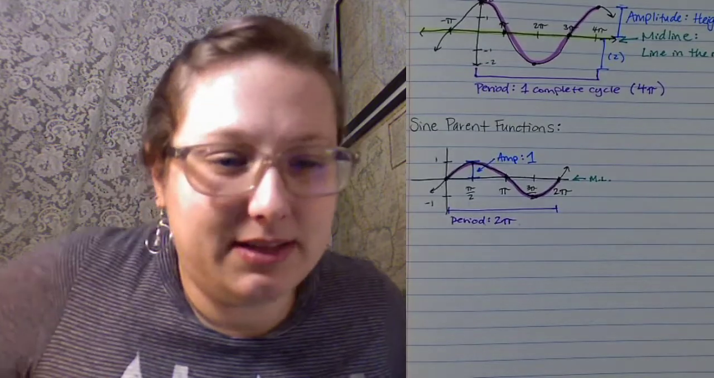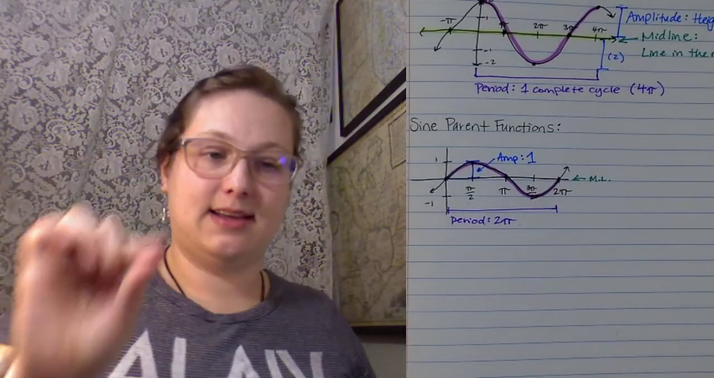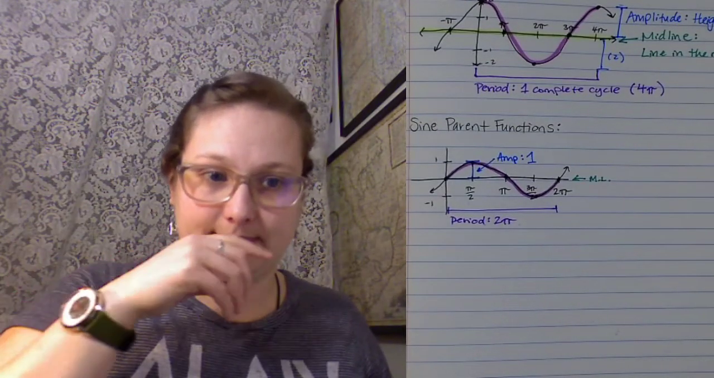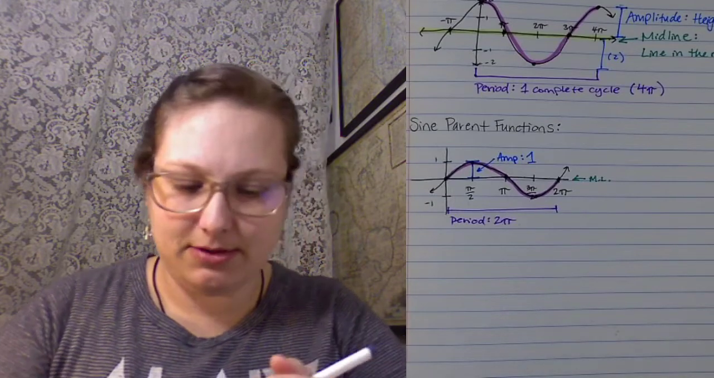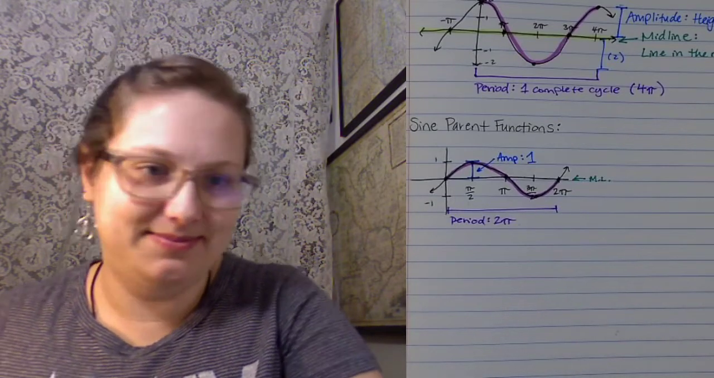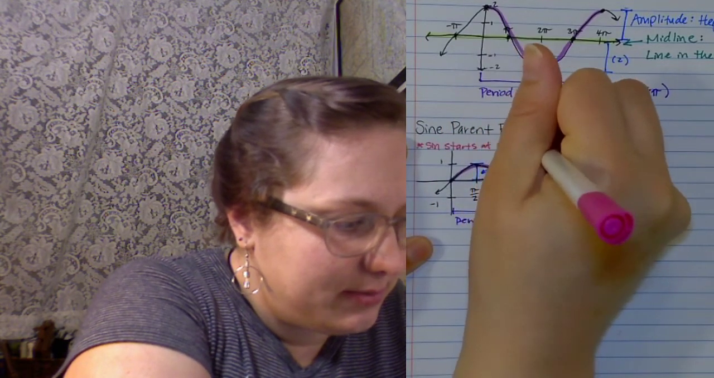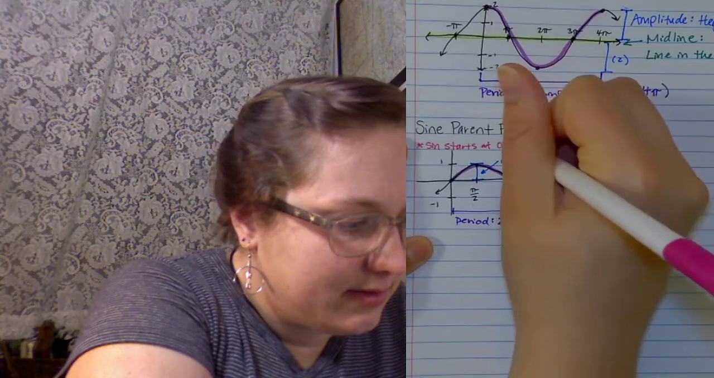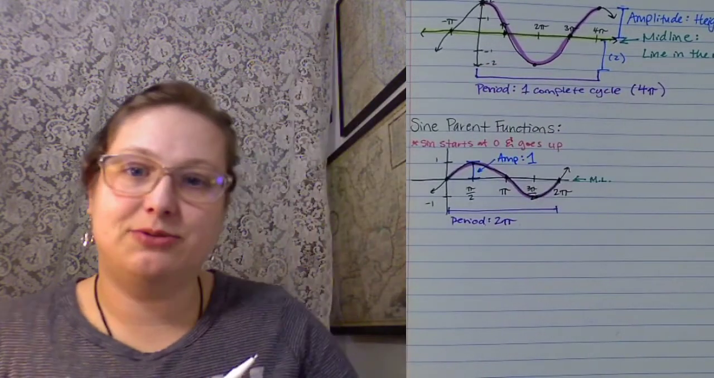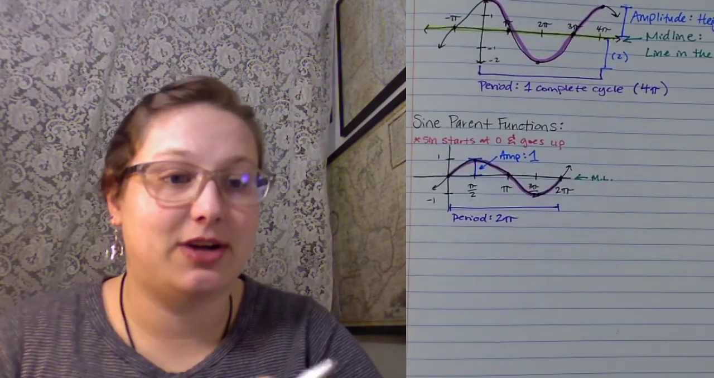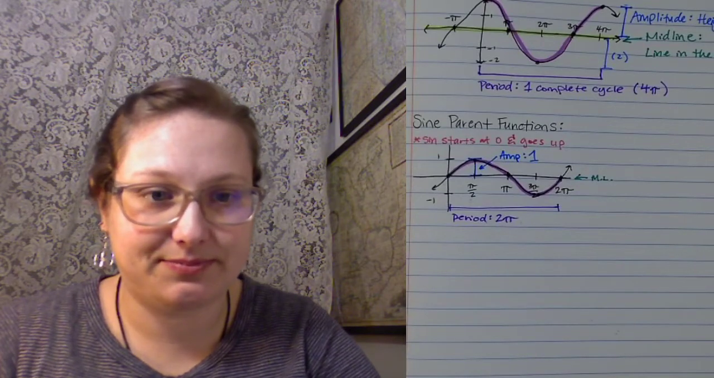And then I just want to clarify once more. Sine starts at 0 and goes up. Maybe I'll do that in my pink color, because I want to remember that. Sine starts at 0 and goes up. That's something to remember for when we graph these in a little bit.